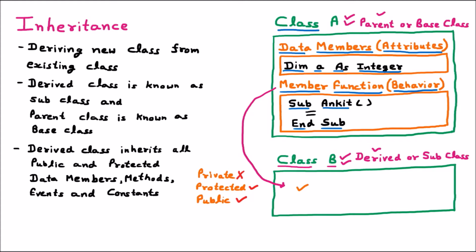We know that a class may have a constructor. The constructors cannot be inherited. So from the parent class, if constructors are present, they cannot be inherited.